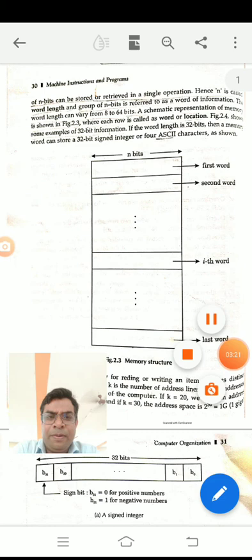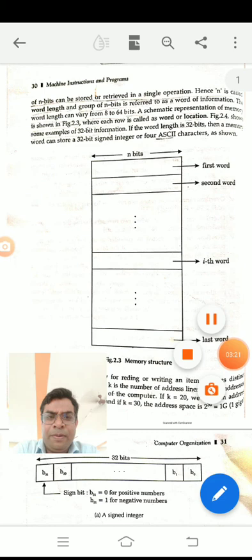If k is equal to 20, we have an address space of 2 to the power 20, which is equal to 1 mega. And if k is equal to 30, then the address space is 2 to the power of 30, that is 1 giga, meaning 1 giga locations. Okay, these two are the examples.